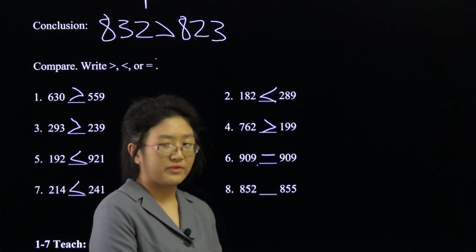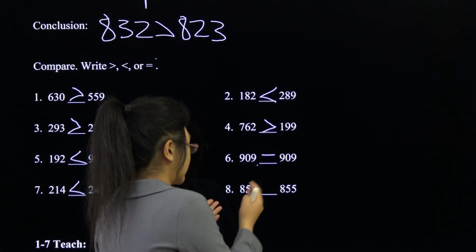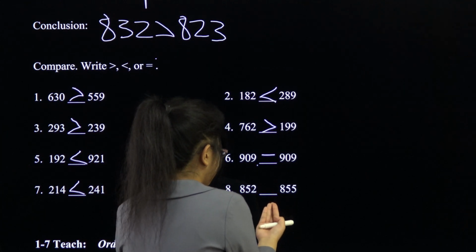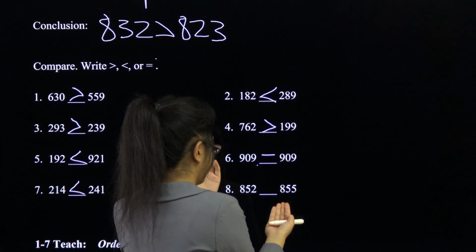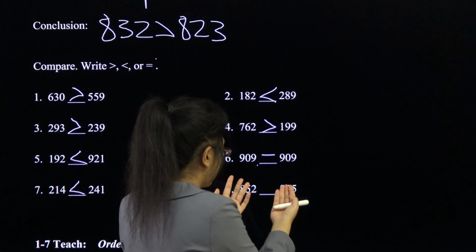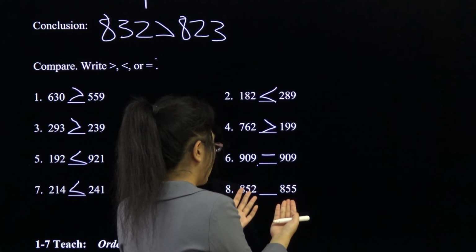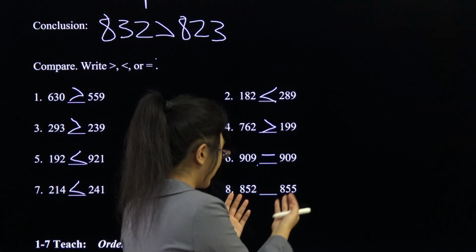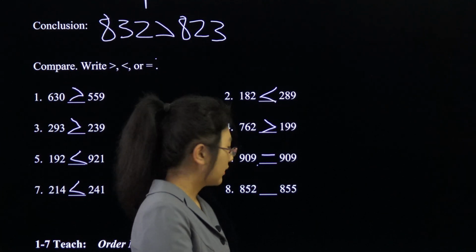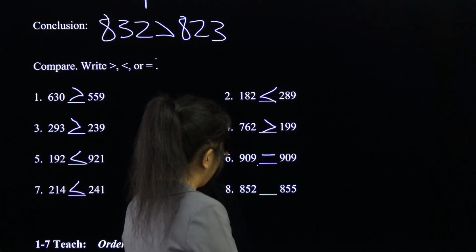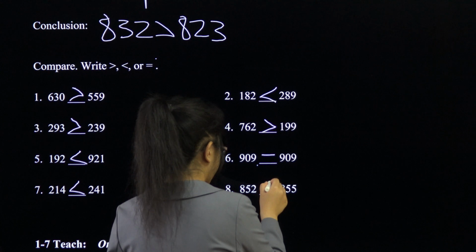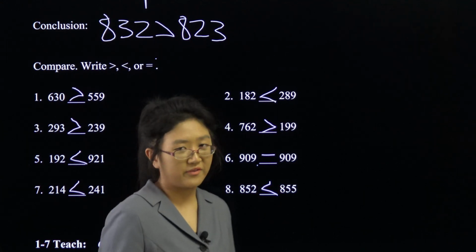852 and 855. We look at the leftmost digit, 8 and 8, they're the same. We move one digit to the right, 5 and 5, they're still the same. We move another digit to the right, and we get 2 and 5. 2 is smaller than 5, so 852 is smaller than 855.